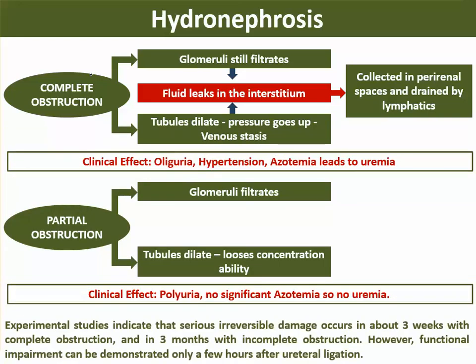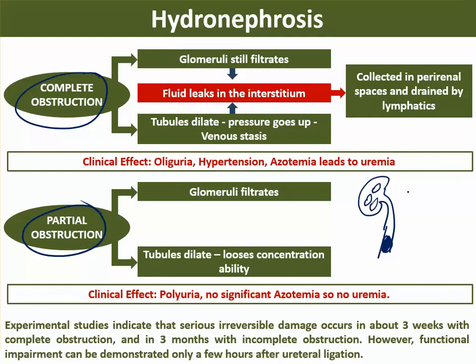See, there is a difference between complete obstruction and partial obstruction. If there is complete obstruction, let us take a kidney. Now there is obstruction here. Consider this is a tubule. The urine is not coming around, right? So it stays here. Automatically this will dilate, and the tubules also will be dilated. When the tubules are dilated, slowly the urine leaks into the interstitium.